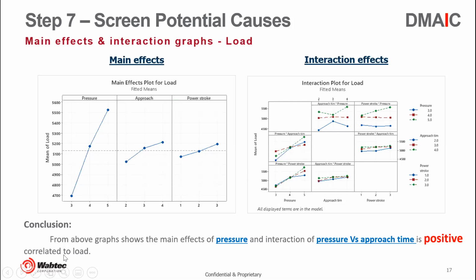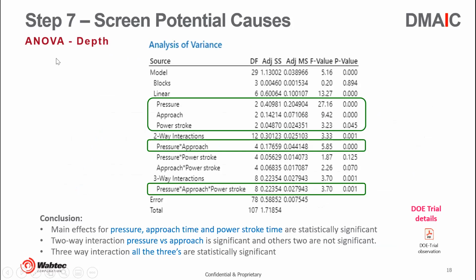The conclusion was very simple. The important thing was that pressure was important, and pressure versus approach time was important, and this was correlated as positive. Then we go into the ANOVA on depth.